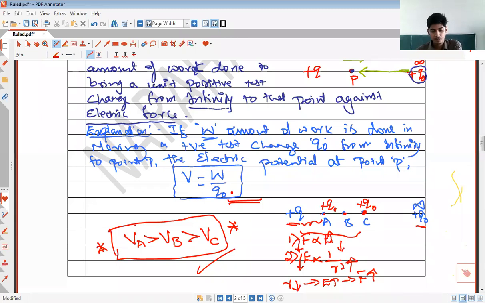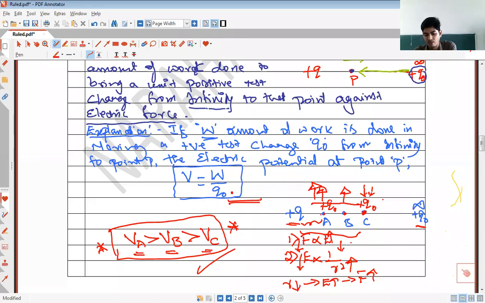So we say potential at A is greater than potential at B, and potential at B is greater than potential at C. There is maximum potential at point A, a little less potential at point B, and the potential at point C is very least.